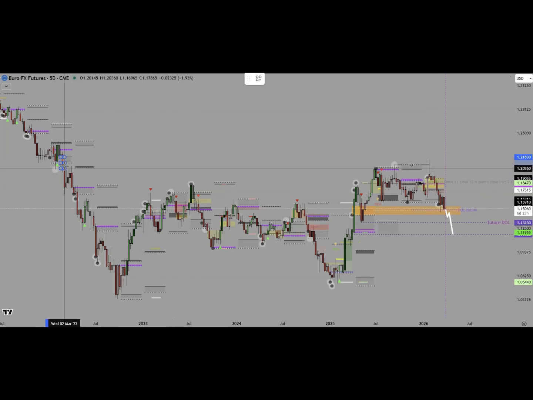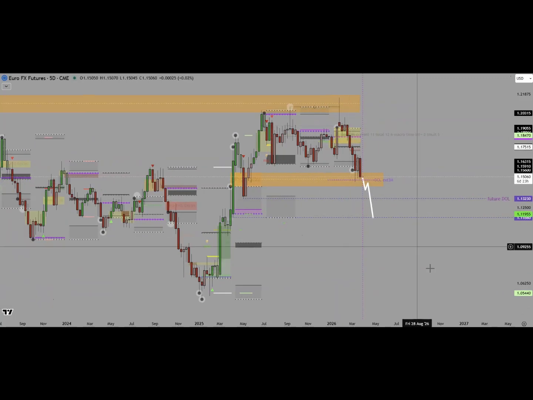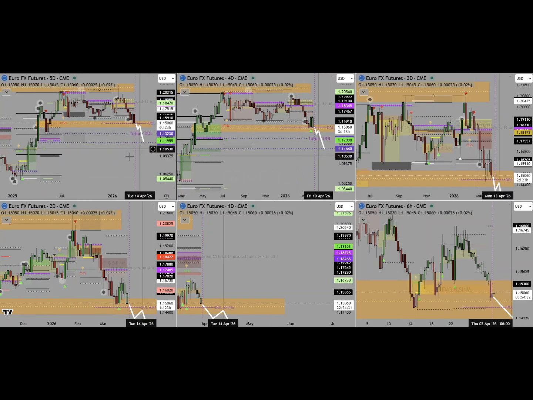But we got over here to the left an imbalance over here. This could also stay in a range for a while, but for now it's going lower, down to the 50% of this whole level. That's this point. So that's my projection for the euro.